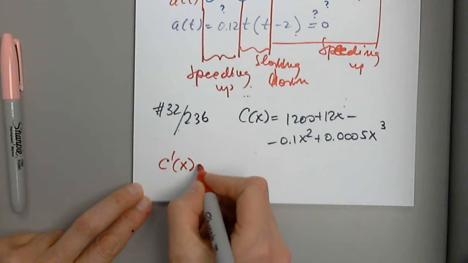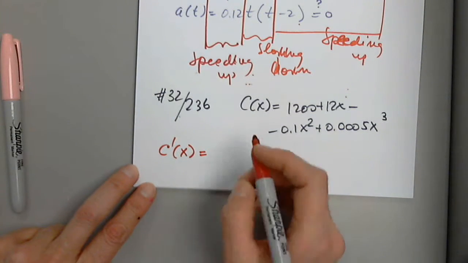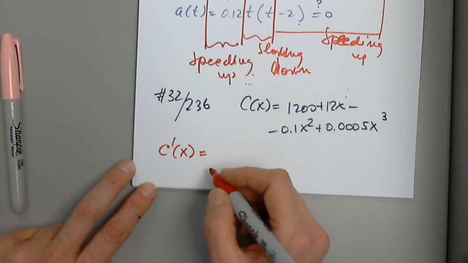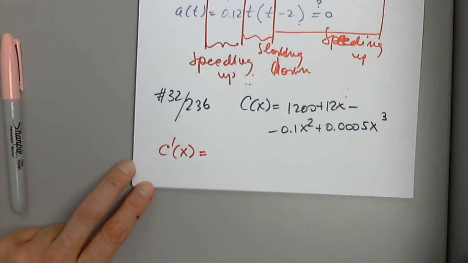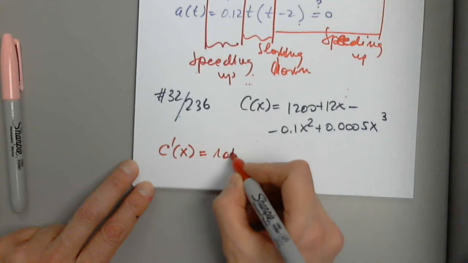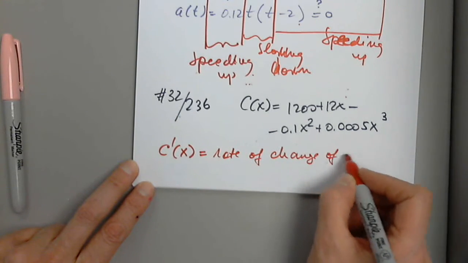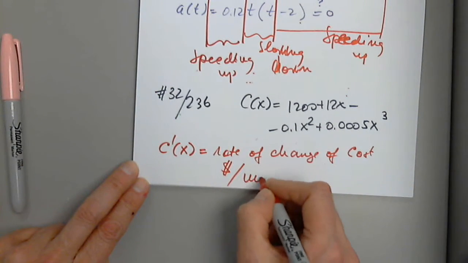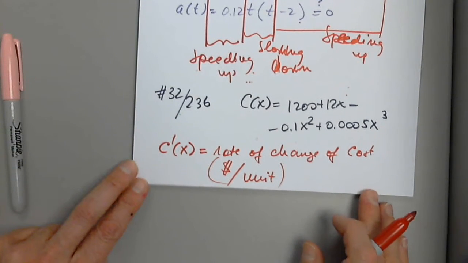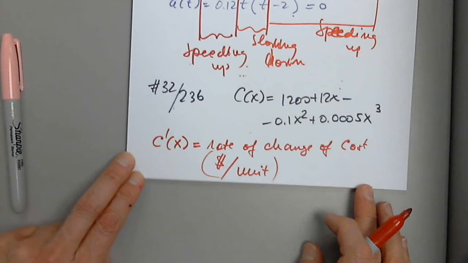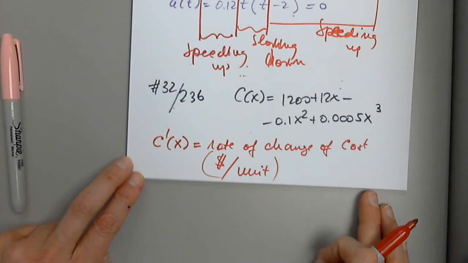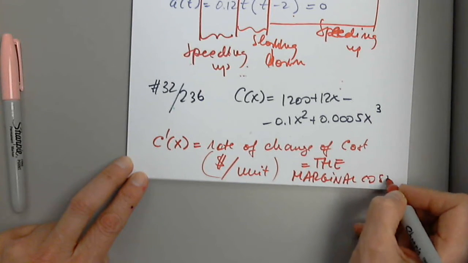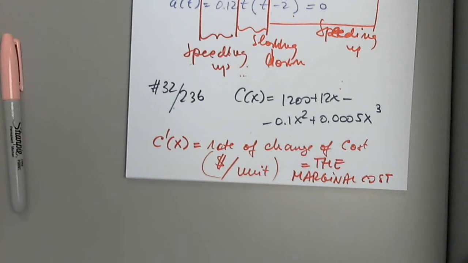When we determine C prime of x, we really determine a function that gives what? The rate of change of cost, excellent, with respect to the number of units we manufacture, for any number of units. It's in dollars per unit, or the instantaneous rate of change for every x. This is also called the marginal cost. Yes, it has another name, which is the marginal cost.